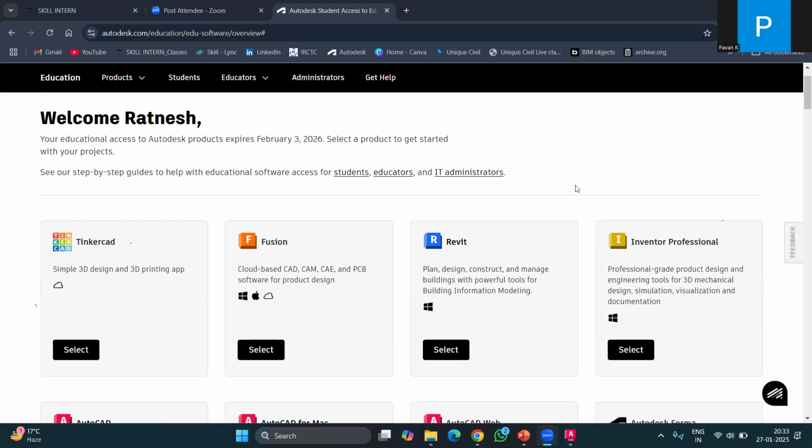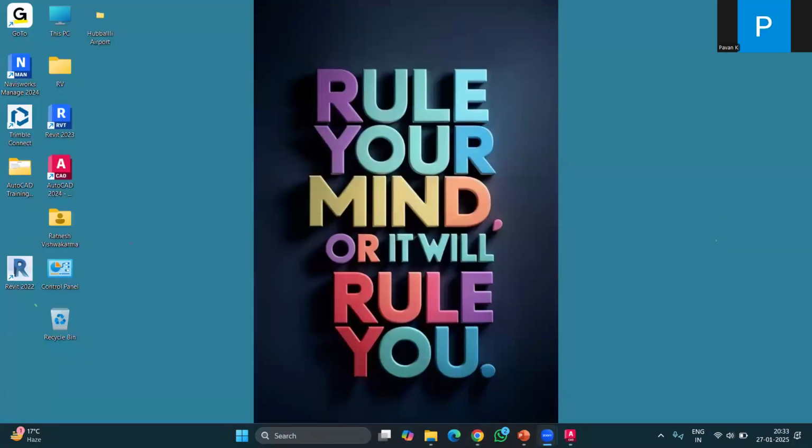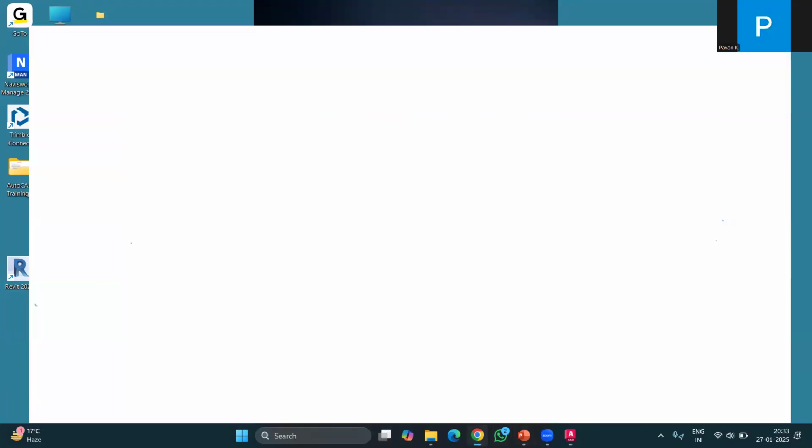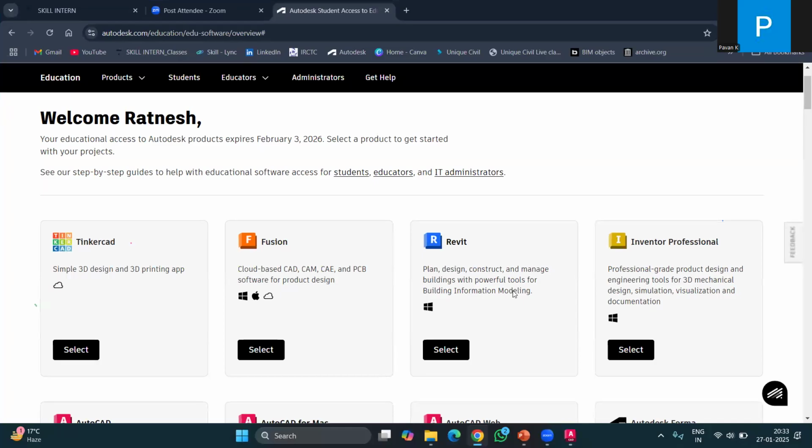Sir, can AutoCAD also be accessed on mobile? AutoCAD is not available for mobile. You can just view drawings. There is a viewer, a docs viewer, or small software applications you can install for viewing drawings. You cannot use AutoCAD the way you use it on a laptop or PC. It needs configurations like graphics, Intel processors, RAM, and all that. You cannot use it on a phone.